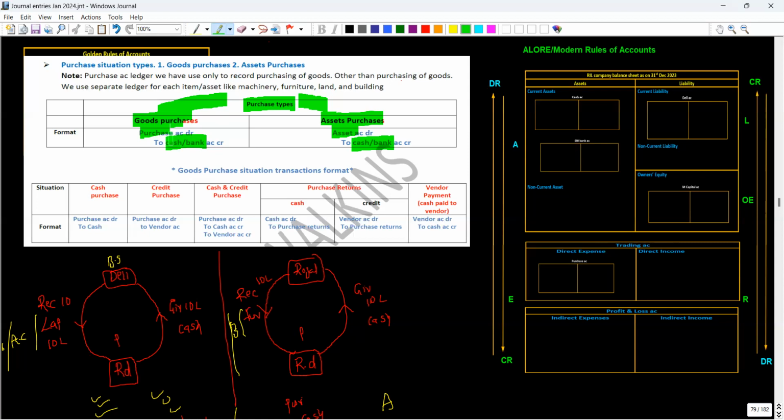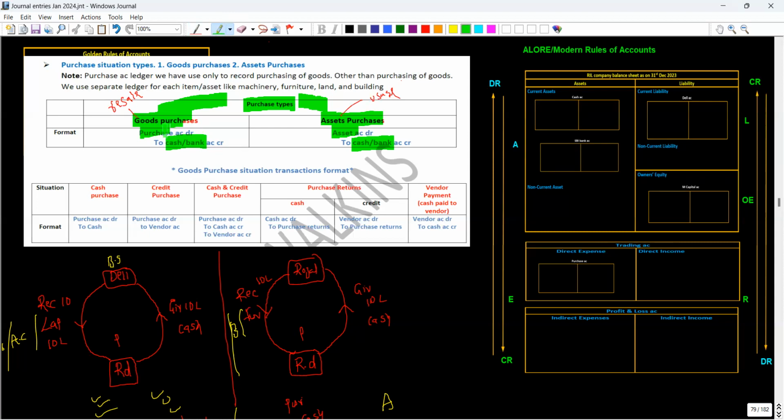The differences between goods purchases and asset purchases? Yes, sir. So tell me, the goods purchase, is it for resale or is it for usage? Resale it is. And an asset is what? Usage for the company. Good. Again, now under goods purchases, we have different varieties.